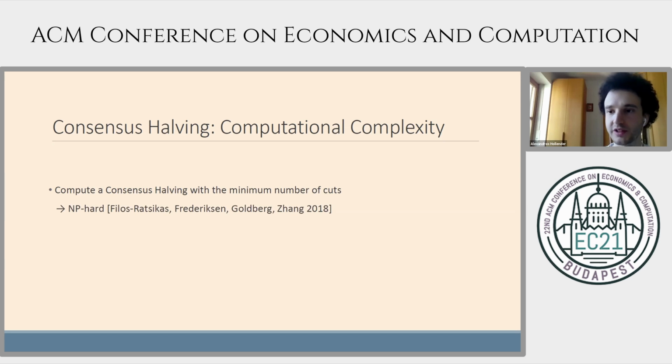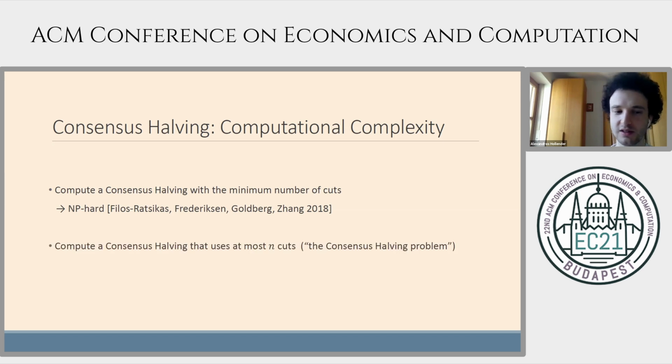And so perhaps a more interesting question that we could hope would be more tractable is to say, okay, then what is the complexity of computing a consensus-halving that uses at most n cuts, where n is the number of agents? And we call this the consensus-halving computational problem. So the idea is that here we know by the consensus-halving theorem that there exists a consensus-halving that uses at most n cuts. So let's just ask for that. Let's ask the algorithm to compute any such consensus-halving, not necessarily the one that uses the least number of cuts.